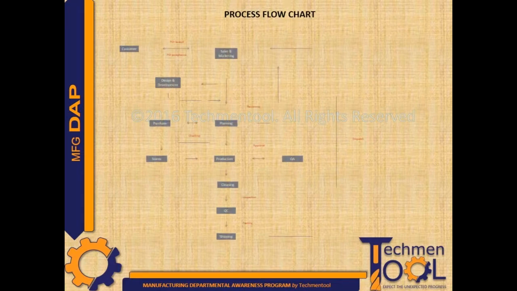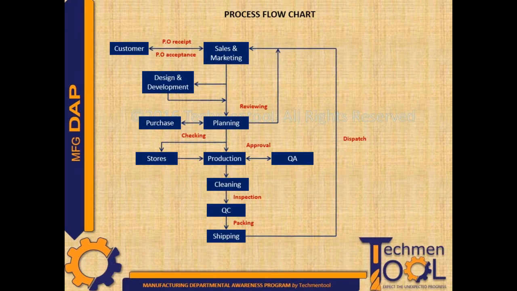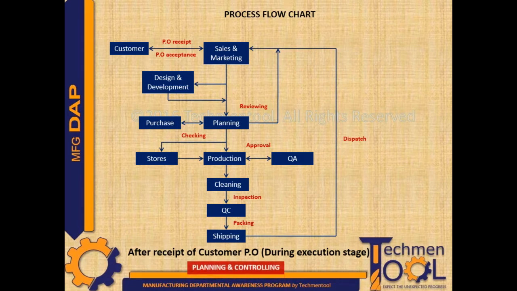Let us see the flowchart of planning and control stage. Here, the sales and marketing department receives a customer order for their needs and moves it to the design or planning department. Then the planning department reviews the necessary requirements needed for the fulfillment of customer needs and communicates with the purchase or stores.